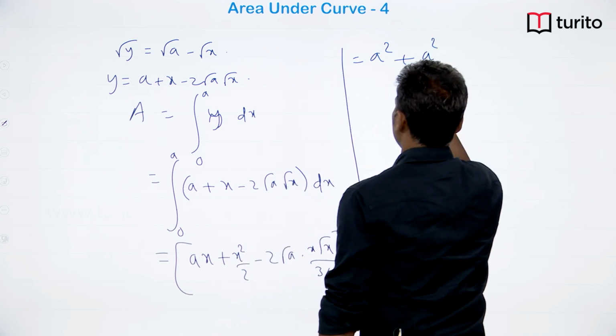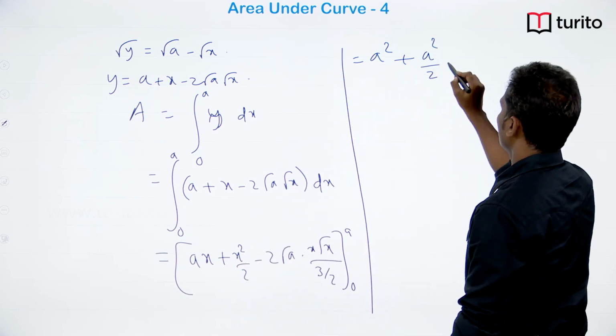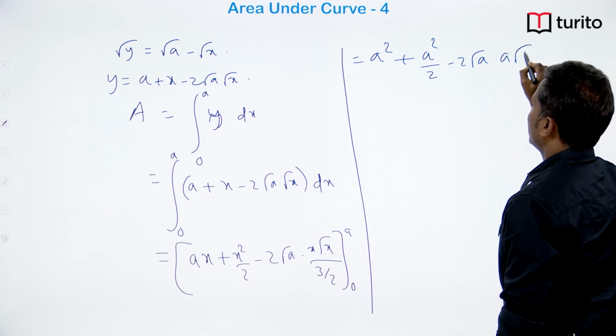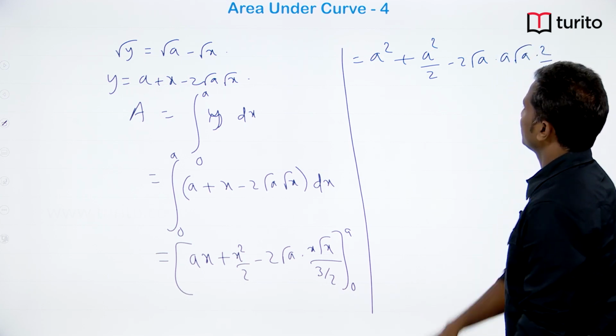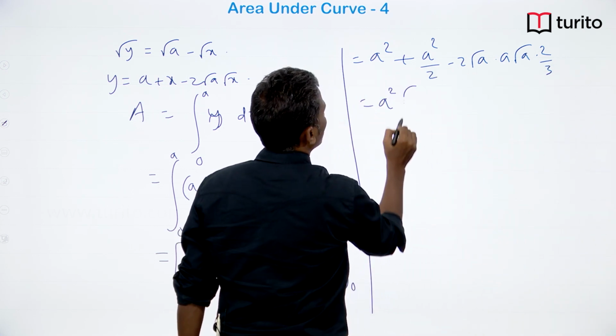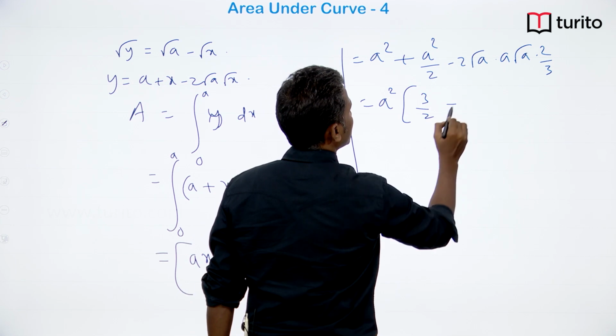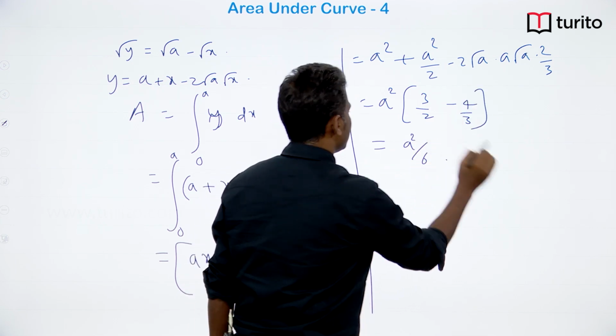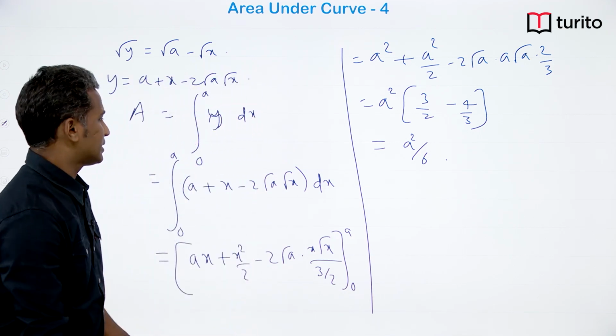a square plus a square by 2 minus 2 root a into a root a into 2 by 3. That is it. So, if we simplify, what do we get? If I take a square common, here I am getting 3 by 2, here I am getting 4 by 3. So, this will give me a square by 6. So, area is a square by 6.